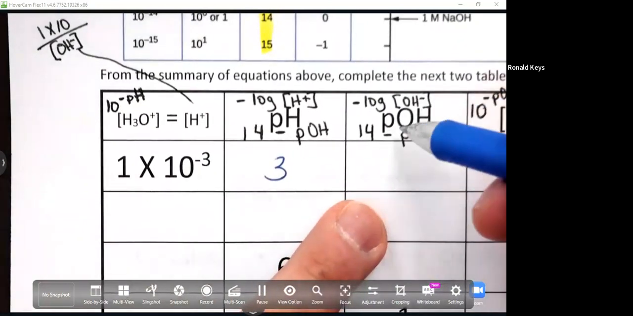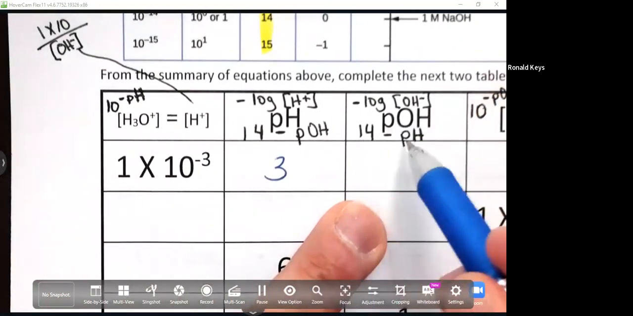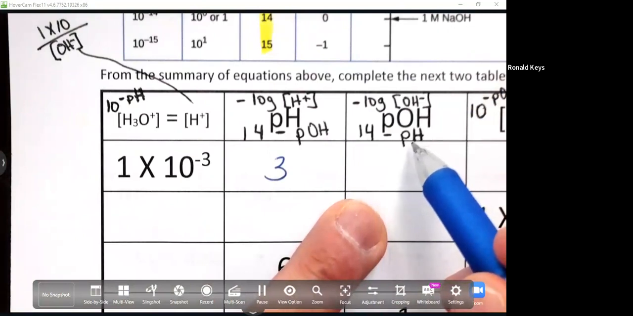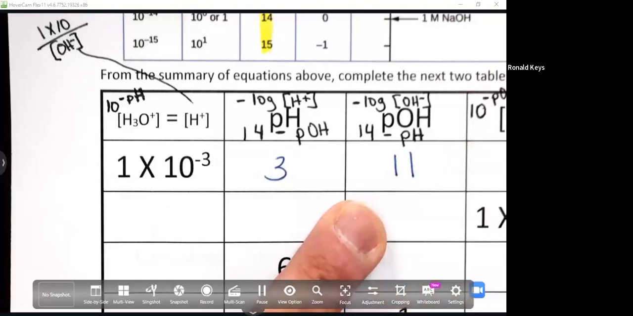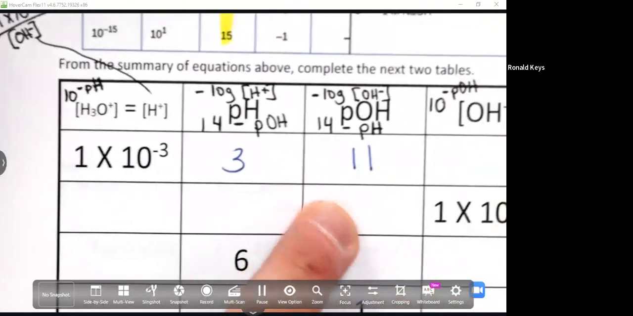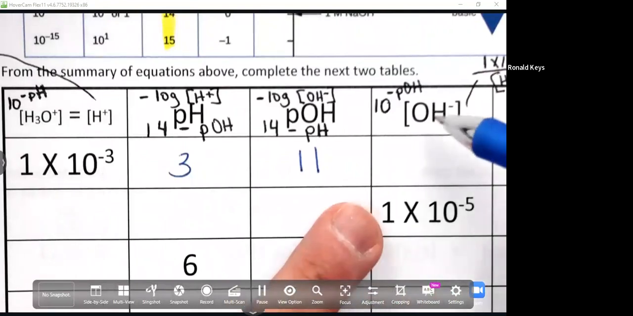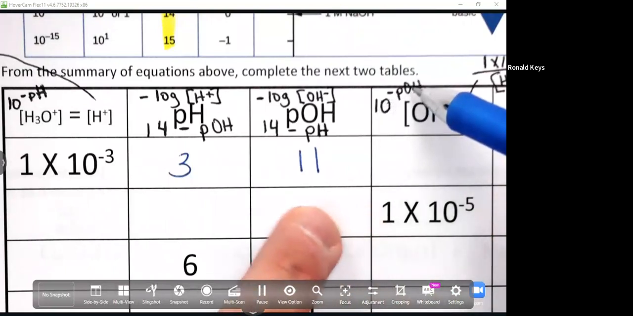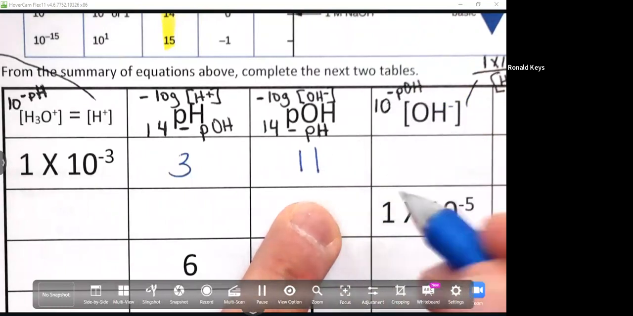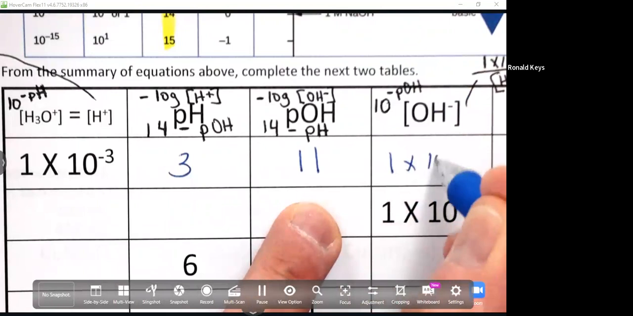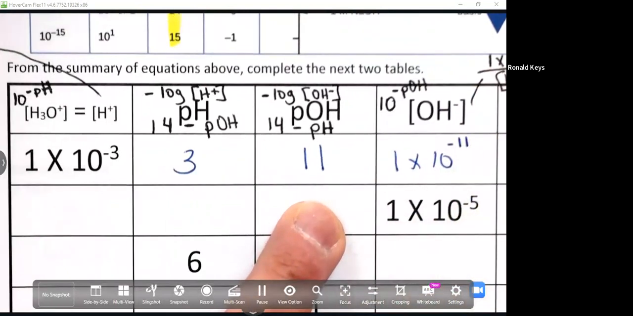The quickest way to do the pOH is to take 14 minus the pH. If we take 14 minus 3, we are going to get 11. The best way to get the OH minus, there's two ways to do it, would be to take 10 to the negative pOH. If we take 10 to the negative 11, we simply get 1 times 10 to the minus 11.